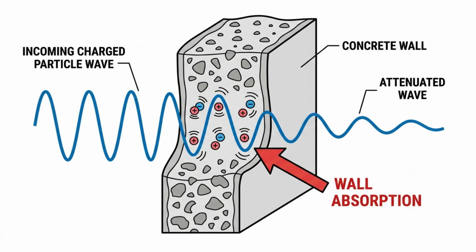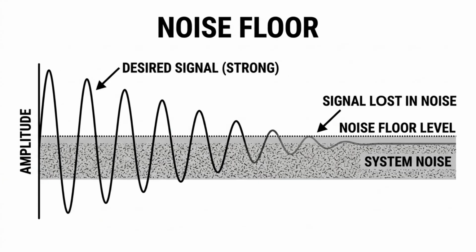Eventually, whether through spreading, bouncing, or absorption, a Wi-Fi signal grows too weak to detect. It doesn't vanish, it simply fades below the noise floor, the point where a receiver can no longer tell your data apart from random background static.